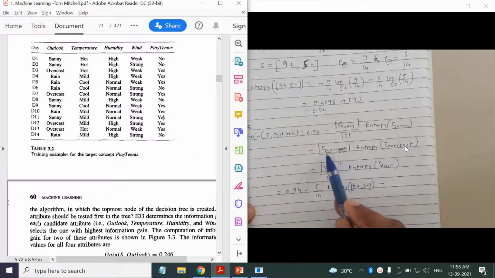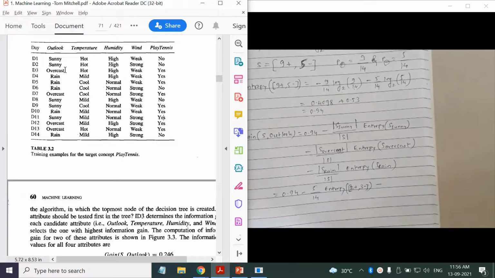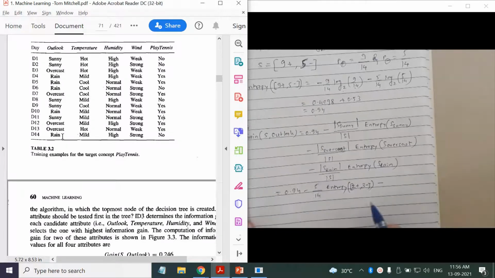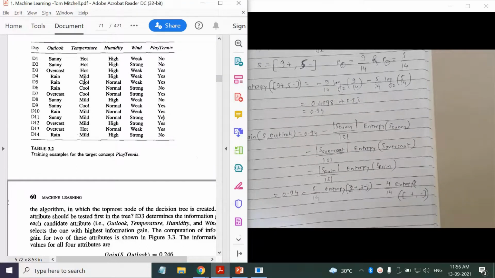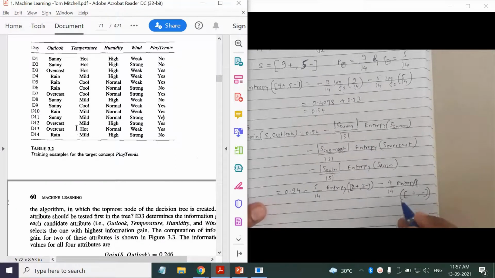Overcast has a total number of 1, 2, 3, 4. So the fraction is 4 divided by 14. Then entropy. Again find that; I will write here plus and minus. Out of this 4, how many are positive and how many are negative? Here outlook is overcast: overcast yes, overcast yes, overcast yes and overcast yes. All are positive. So here it is 4 plus 0 minus.